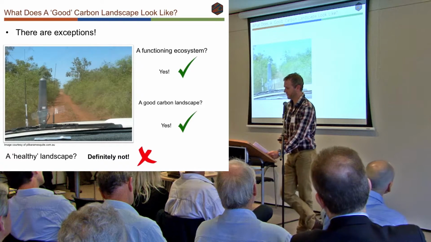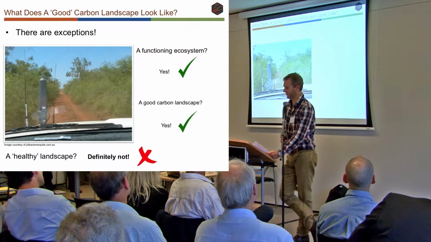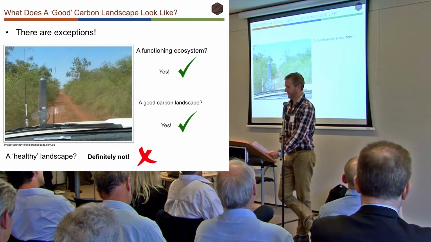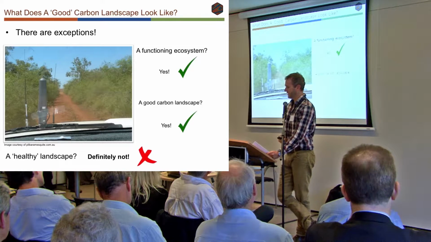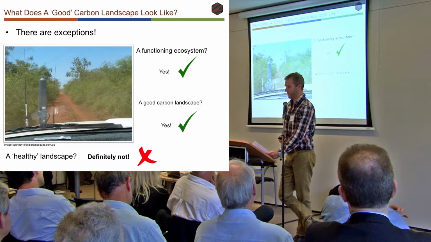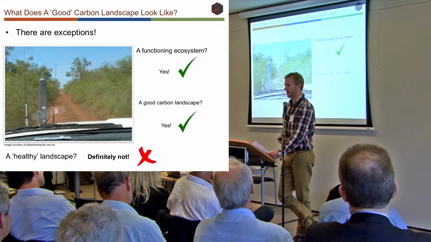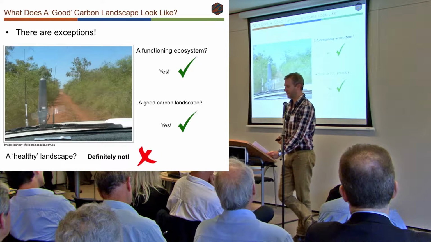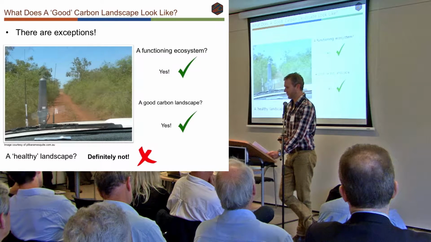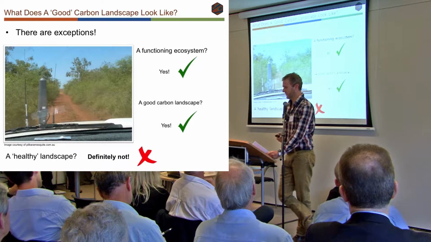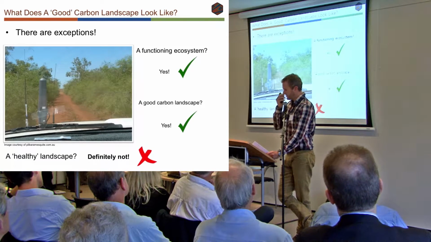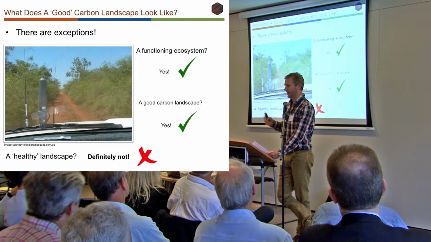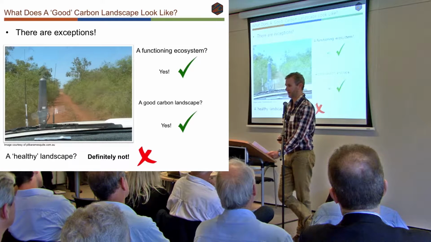Here's a photo of a very good landscape, an area of vegetation and soil. Is it a functioning ecosystem? Well, looking at it, you'd say yes, definitely. It looks healthy, it's full of vegetation. Is it a good carbon landscape? I'd say definitely is. Full of vegetation, woody biomass, the soil will be healthy and functioning, there'll be lots of soil carbon underneath. So I'd say this would be a very good carbon landscape. Is it a healthy landscape? I'd have to say definitely not, and that's because this is actually a mesquite infestation on Marty Station in the northwest of Australia. So there are exceptions to this.